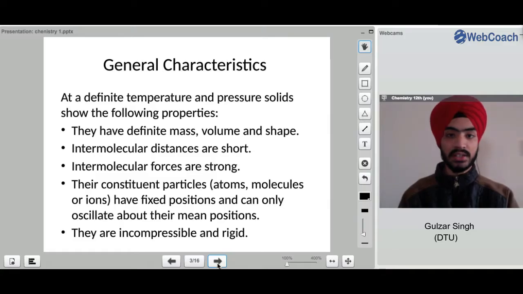At a definite temperature and pressure, solids show the following properties. They have definite mass, volume and shape. Intermolecular distances are short, so intermolecular forces are strong. Their constituent particles, that may be atoms, molecules or ions, have fixed positions and can only oscillate about their mean position. They are incompressible and thus rigid.